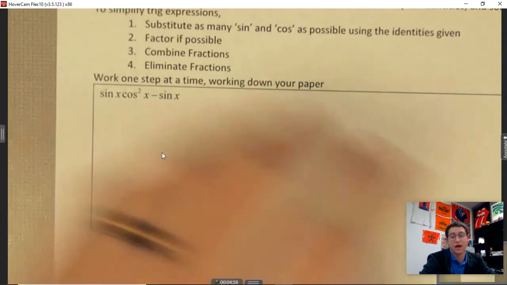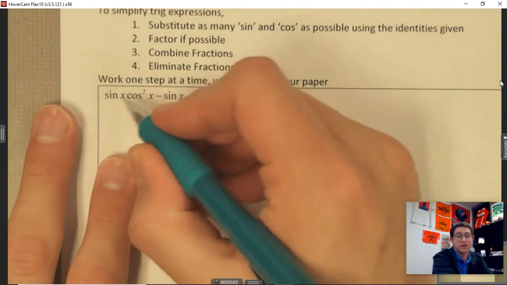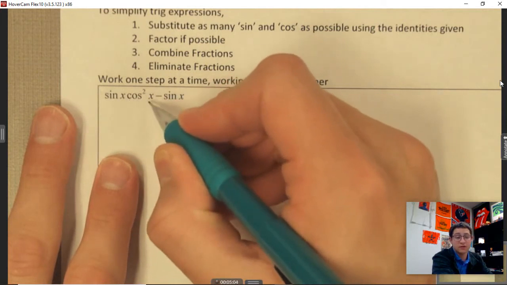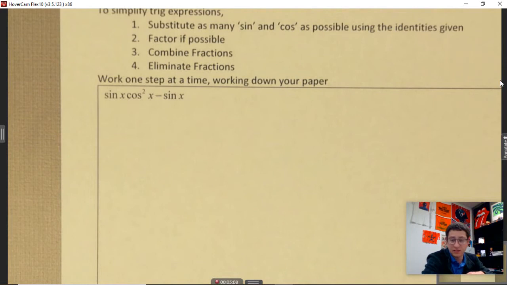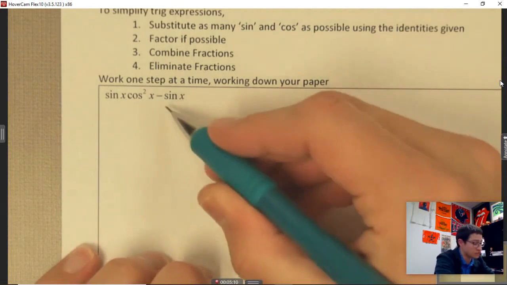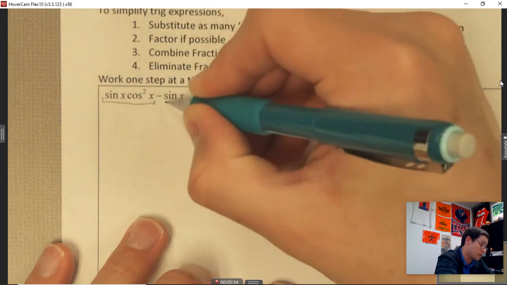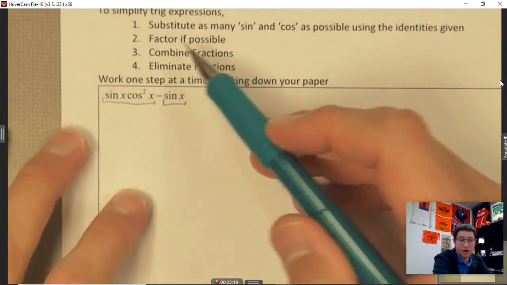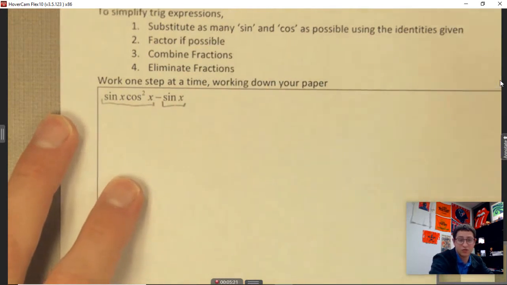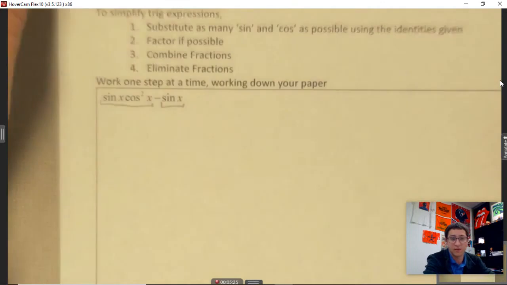Okay, so I have this long, complicated expression. I've got sine of x times cosine squared of x minus sine of x. When I see something like this, the first thing I notice is that I've got a subtraction symbol in here, so I have two different terms. I have a term here, and then I have a term here. If I'm going down in my steps, substitute as many sines and cosines as possible. Well, that's all I have. I only have sines and cosines, so no worries there.